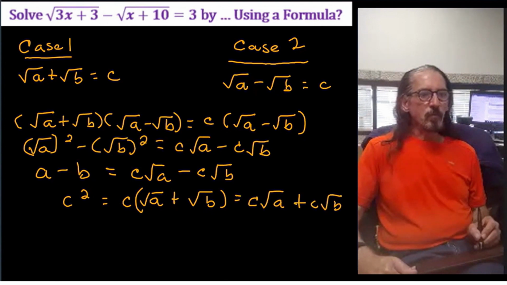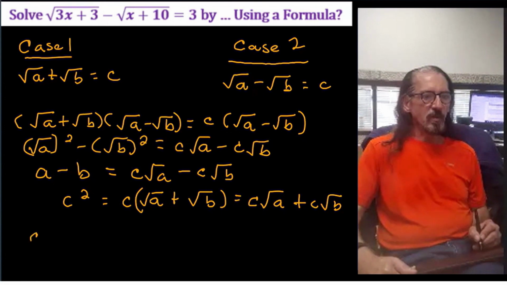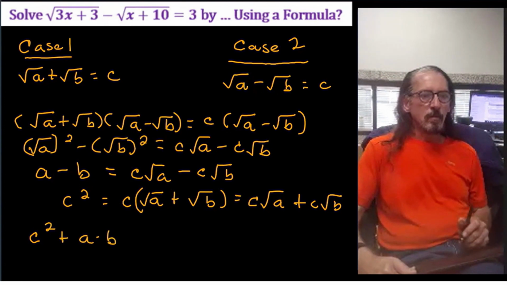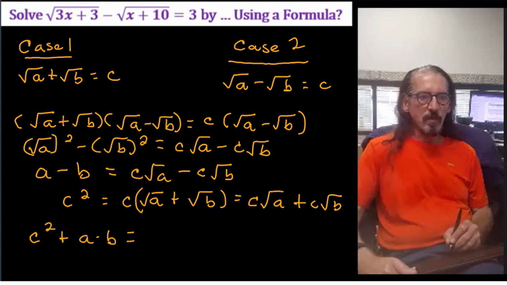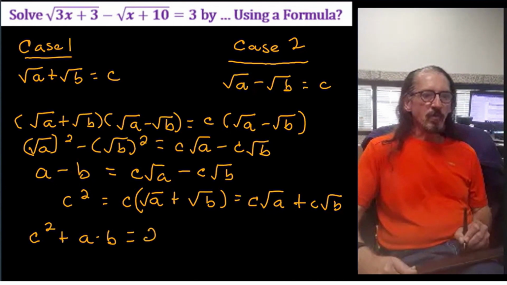And what I'm going to do is add c squared plus a minus b and add c square root of a minus c square root of b to c square root of a plus c square root of b. The c square roots of b, they are opposite signs, so they'll cancel. And we have 2c square root of a.